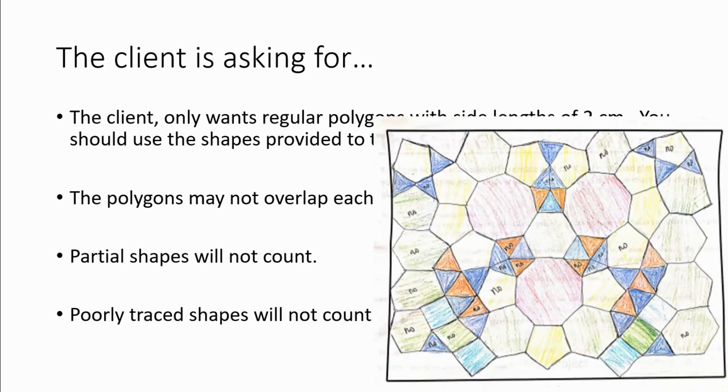Also, poorly traced shapes will not count. So every shape you see here that has the word no written on it was not counted and counted then as clear glass.